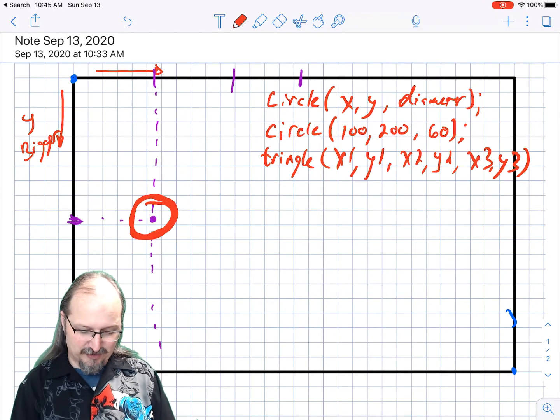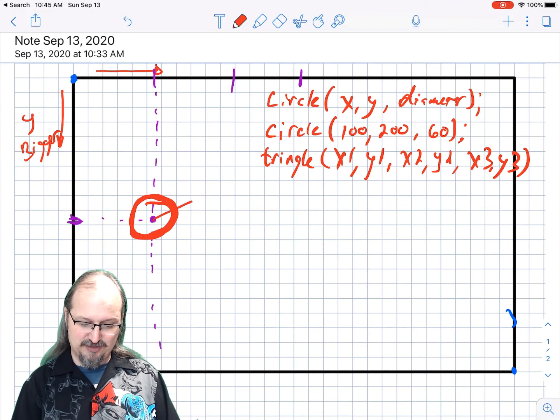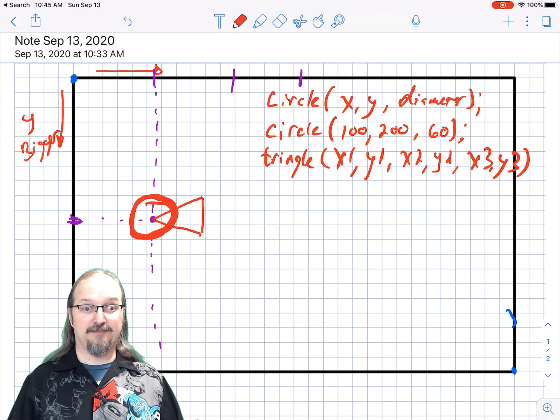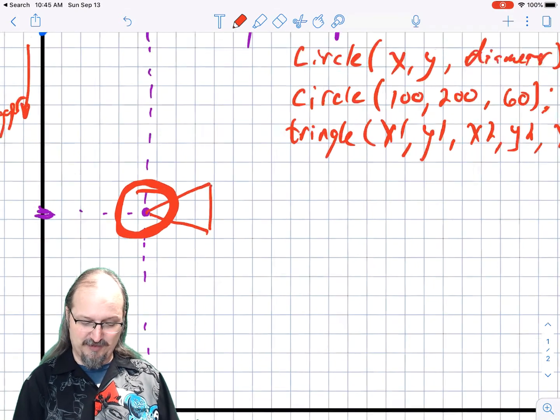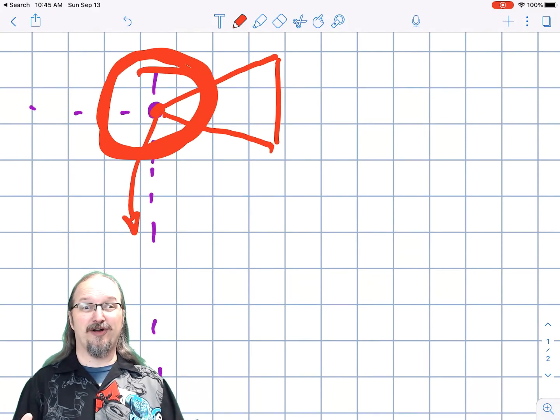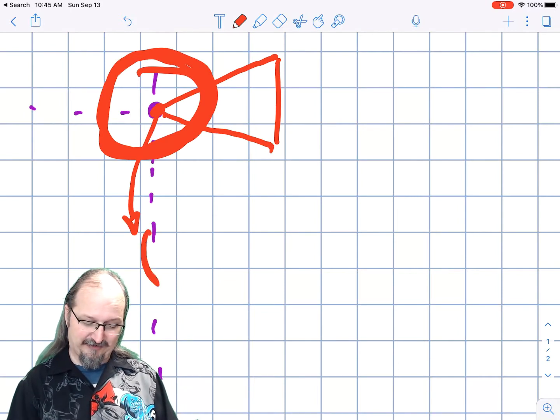So if I'm going to draw a triangle that lines up with this circle that looks something like this, that's the kind of triangle I want, right? So what are my coordinates? I'm going to zoom in a little bit so we can actually see. So we know that this one is the same as our xy coordinate of our circle, isn't it? So if we remember that, that was 100, comma, 200. So now I just need to figure out what these two are.